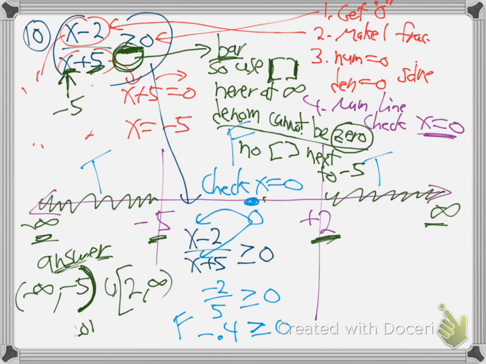Why can't you be right on -5? Because right on -5 makes that denominator 0. You can never divide by 0 in math. So that's a trick. That one's pretty advanced.